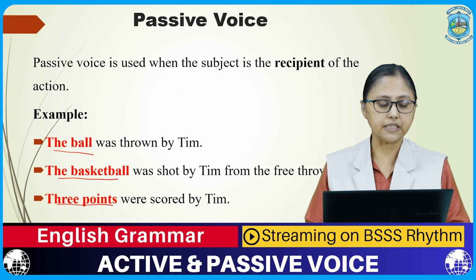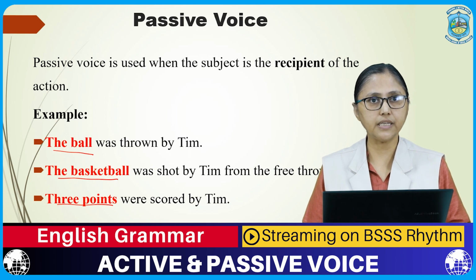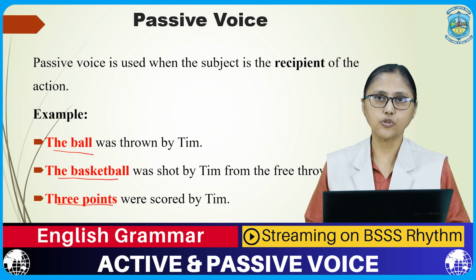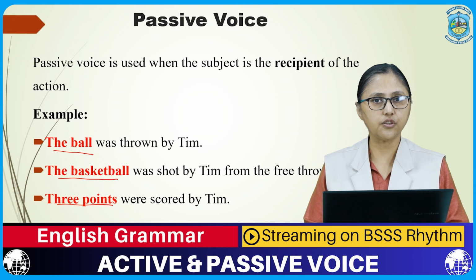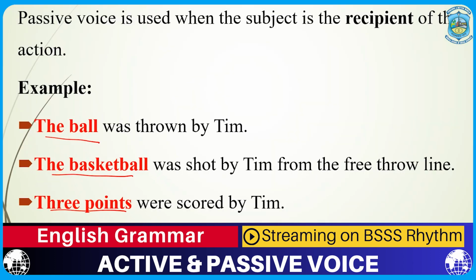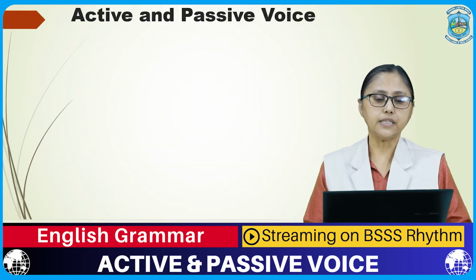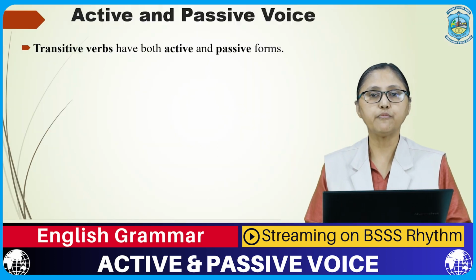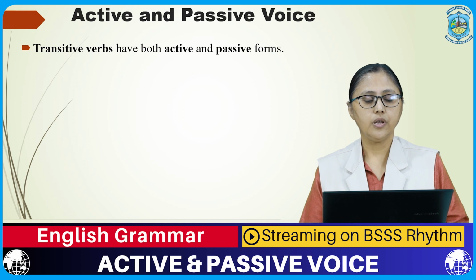So, we have three sentences. The ball was thrown by Tim, the basketball was shot by Tim from the free throw line, 3 points were scored by Tim. In all these three sentences, the objects begin the sentence, and therefore, the subject is the recipient of the action. Now, let us talk about some important points.